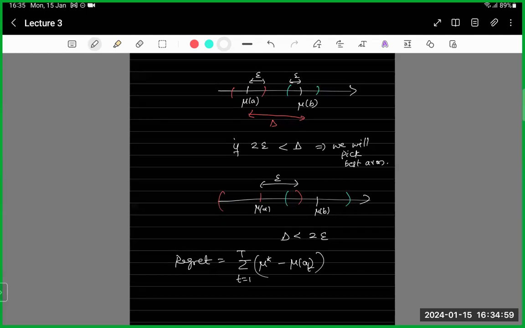You explore each arm m times. Then you compare, then you stick to one arm, right? That's the algorithm. You are comparing only once. We are only talking about good event or bad event during that comparison.